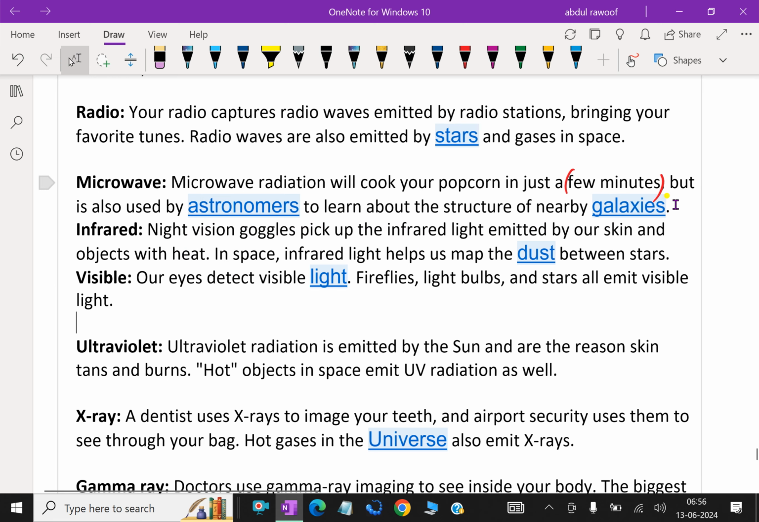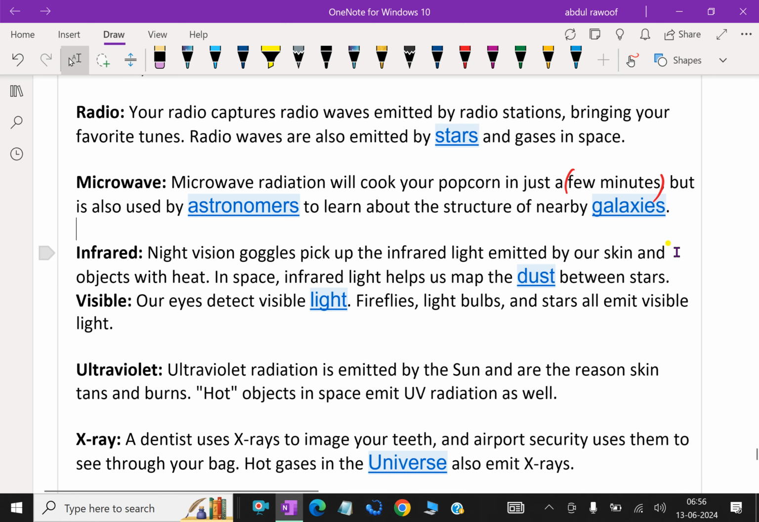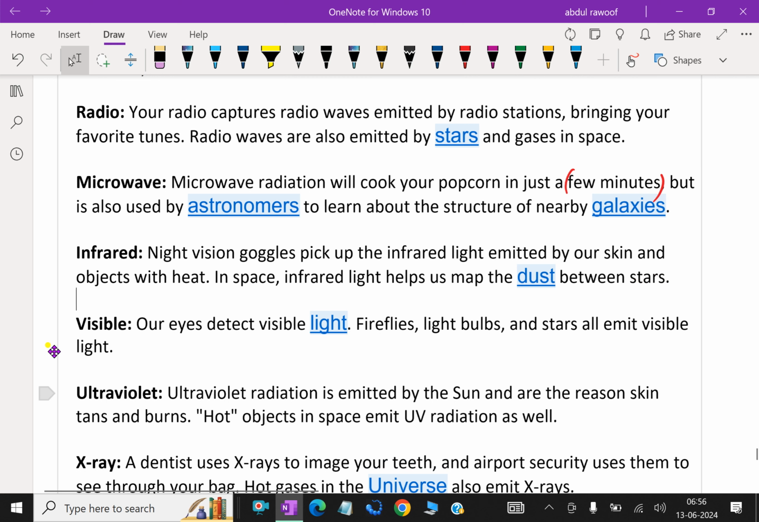Next is infrared. Night vision goggles pick up the infrared light emitted by our skin and objects with heat. In space, infrared light helps us map the dust between stars. Next is the visible range, visible light. Our eyes detect visible light. Fireflies, light bulbs and stars all emit visible light.